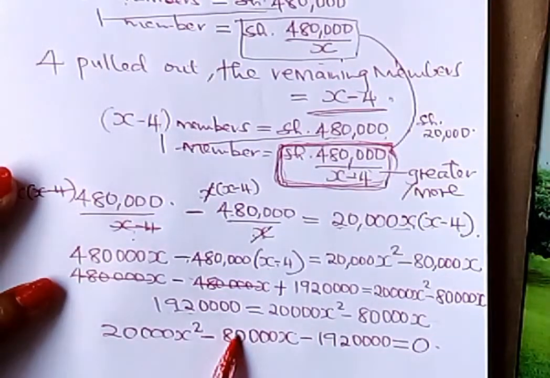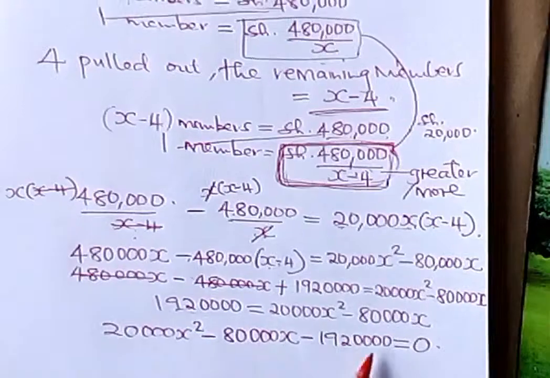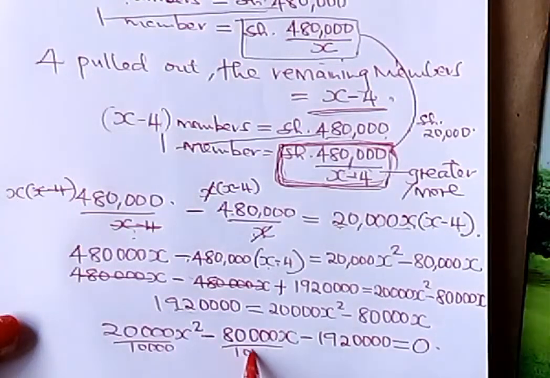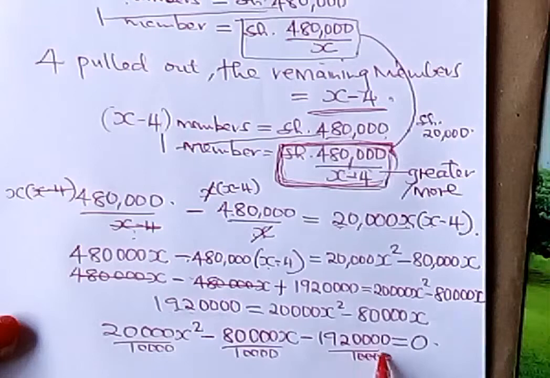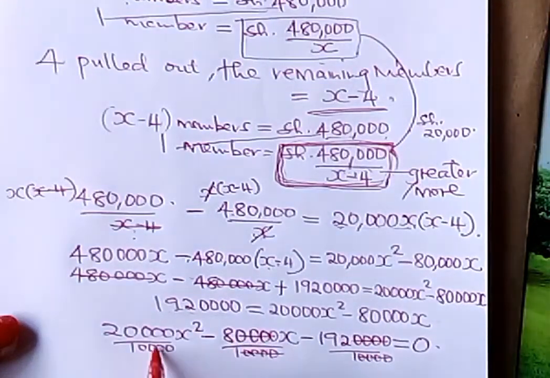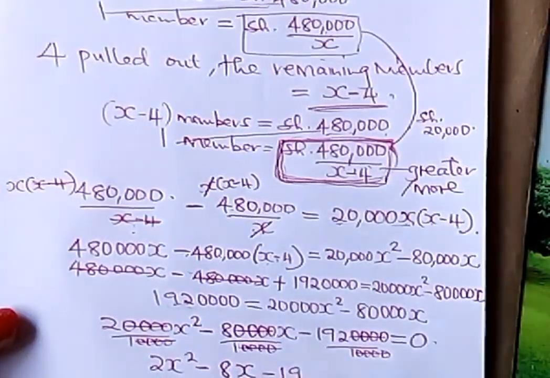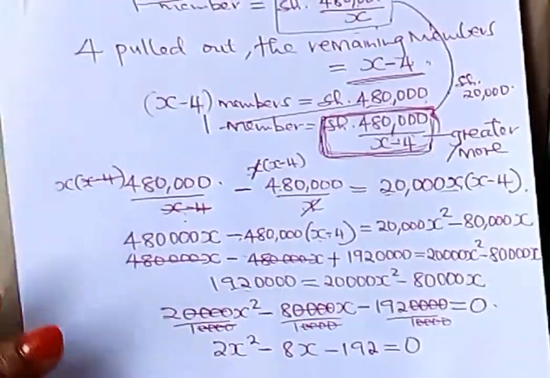So there we are. These numbers are very big in this quadratic equation. Make them smaller, maybe by dividing by 10,000 there. So that will go, that will go, that will go. So you're left with 2x squared minus 8x minus 192, learner, is equal to 0. It is becoming now smaller, simpler.